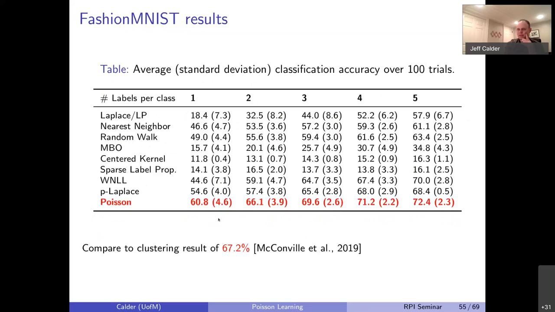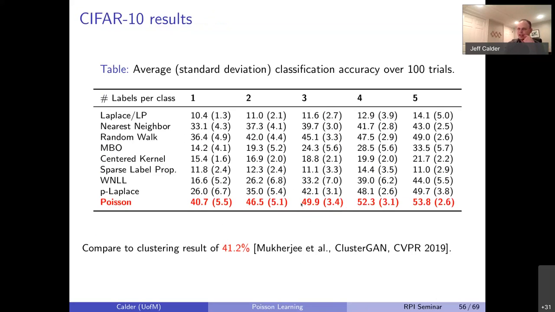We see the same kind of performance for FashionMNIST, but all the results are worse. And this is because it's a much more challenging data set. You can compare these to the clustering results of around 67.2% in this paper. So we can get around clustering performance at 3 labels per class, and we can do better than this. And the same kind of results on Cifar-10.